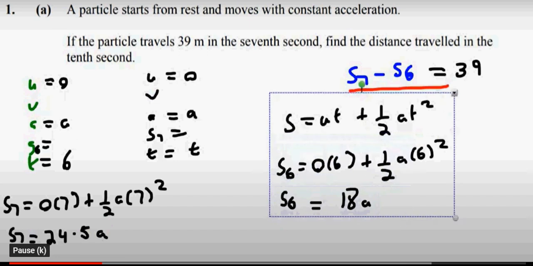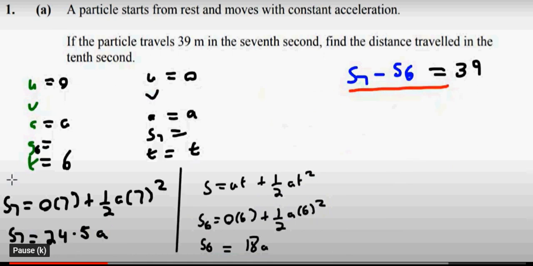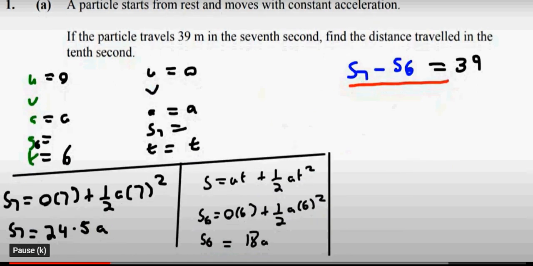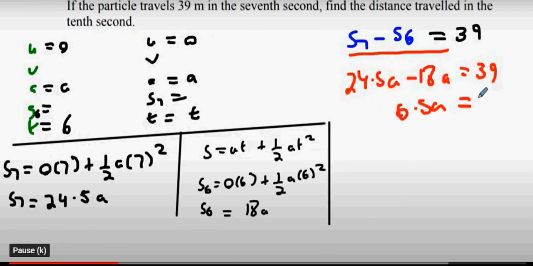So we're going to do S7 take away S6, and we're going to find out what the a value is. Okay, so then we got 24.5a take away 18a equals 39. 6.5a equals 39. a will equal 6. All right. Now this brings me on to the next part, where I'm going to have to find out how far it travelled in the 10th second.